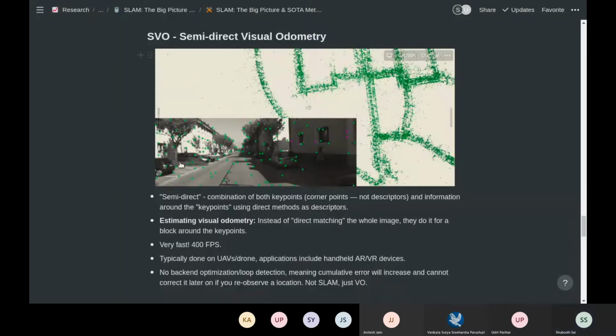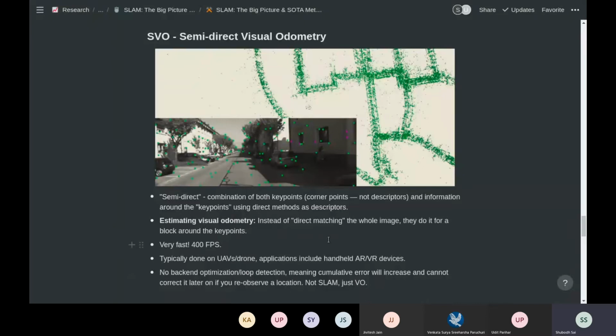Instead of doing direct matching of the whole image, which would be very computationally expensive, they only do it around a few key points given by some feature detection algorithm, so it is very fast. It runs at about 400 frames per second, and since it is so fast, it can be used in UAVs, drones, and also handheld AR/VR devices. Even if you tilt your head very fast, it is able to accurately localize you.